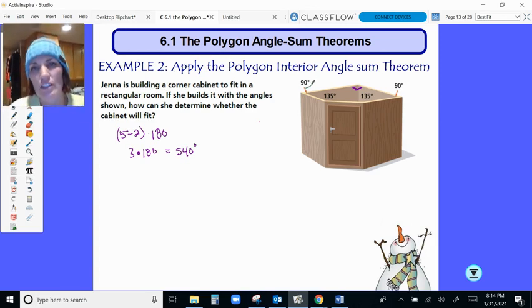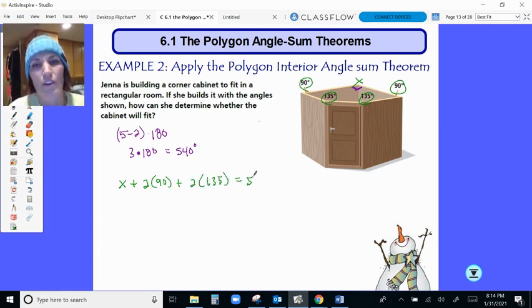So now we're going to call this angle x, okay? So we're going to take x plus, we have 2 90-degree angles, so 2 times 90, plus 2 times 135. That should equal 540, if that is indeed 90 degrees over there, okay?